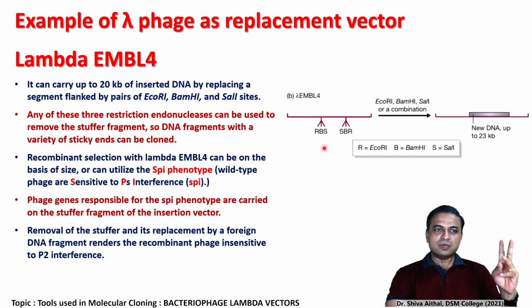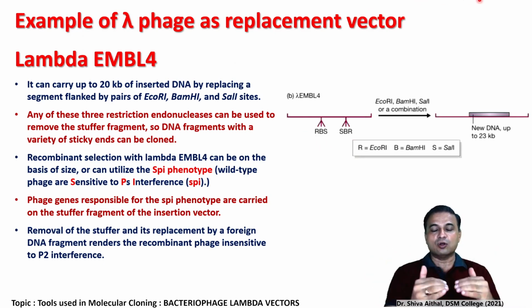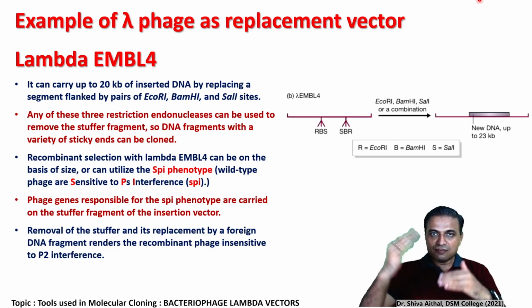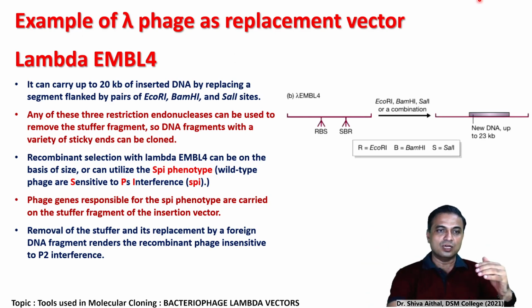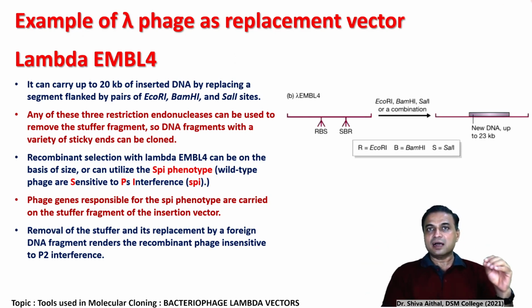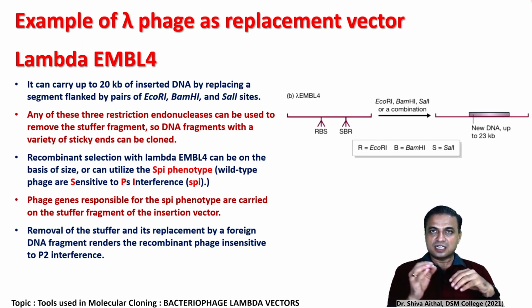So DNA fragments with a variety of sticky ends can be cloned. You can use 3, so different DNA fragments can be cloned. Recombinant selection with lambda EMBL4 can be on the basis of size, as we have been discussing, or can utilize a Spi phenotype. It is present in the wild type. These phages are sensitive to P2 interference, so that region can be used.